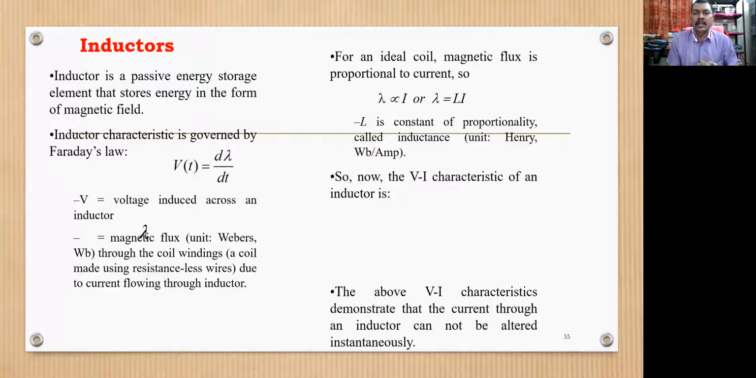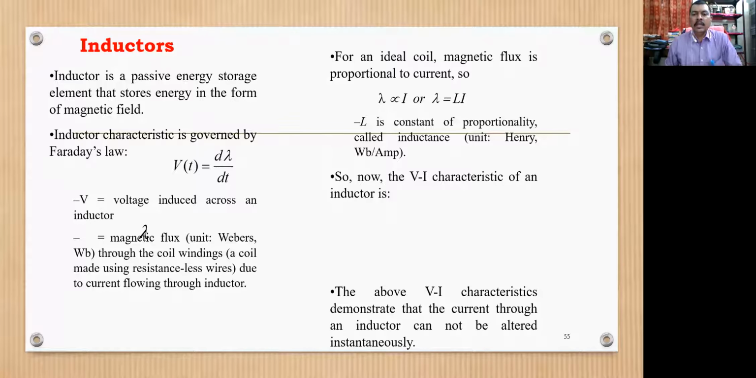The unit of that inductance is supposed to be Henry. We are going to use it in the form of Henry, and the other one is Weber per ampere, as magnetic flux has a unit of Weber and current has a unit of ampere. So we might write Weber per ampere, or we can directly put Henry.